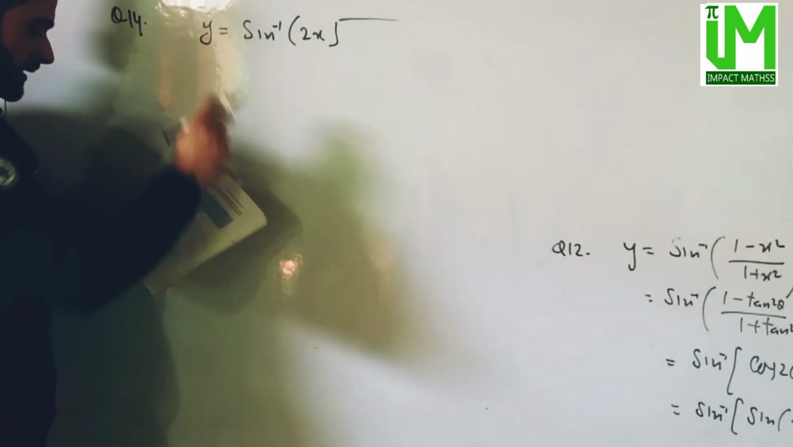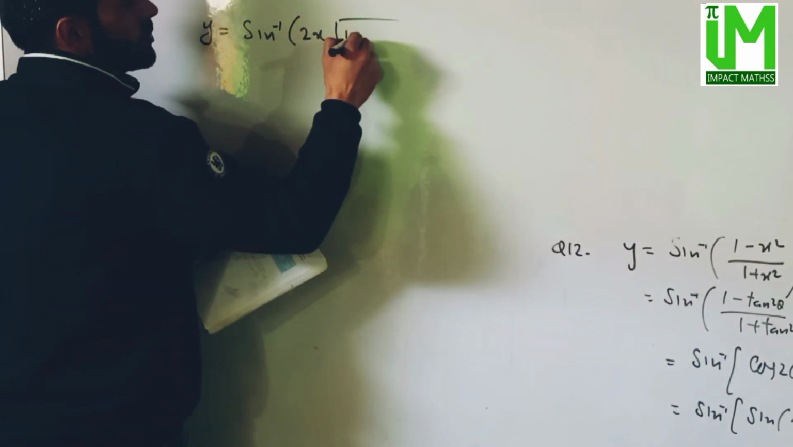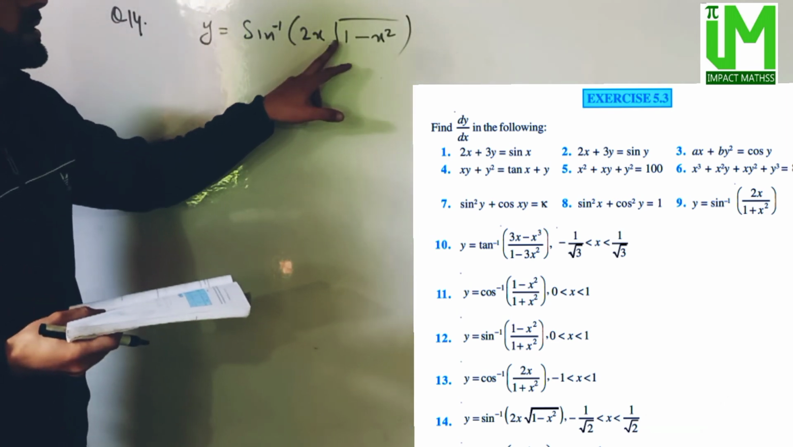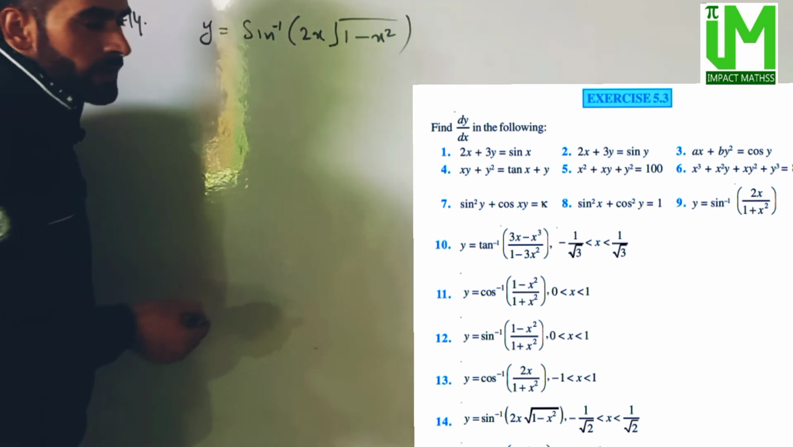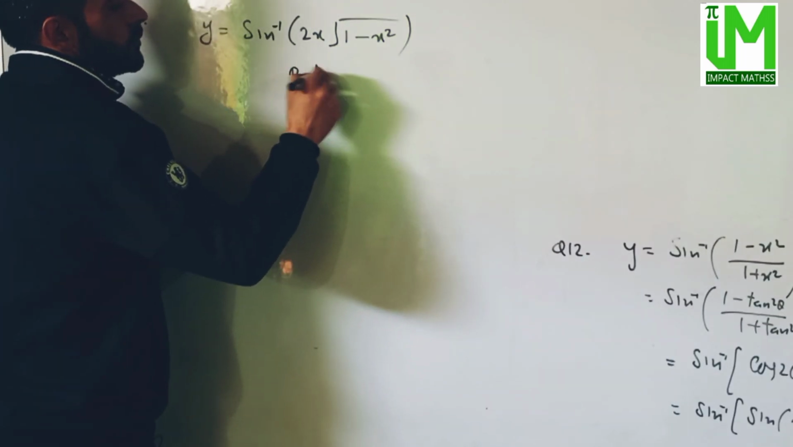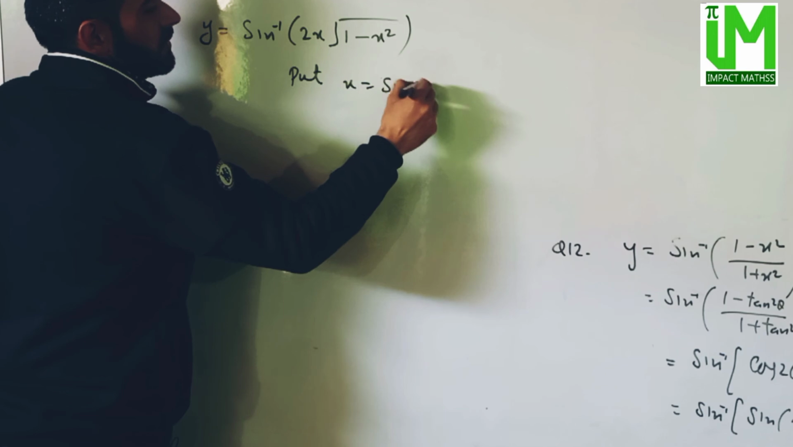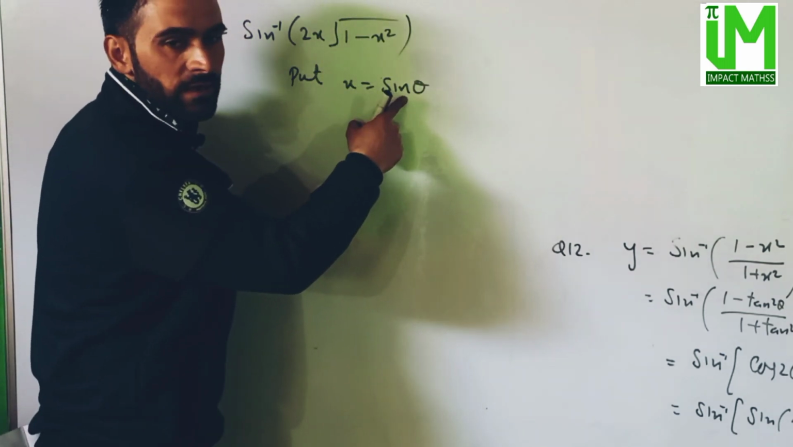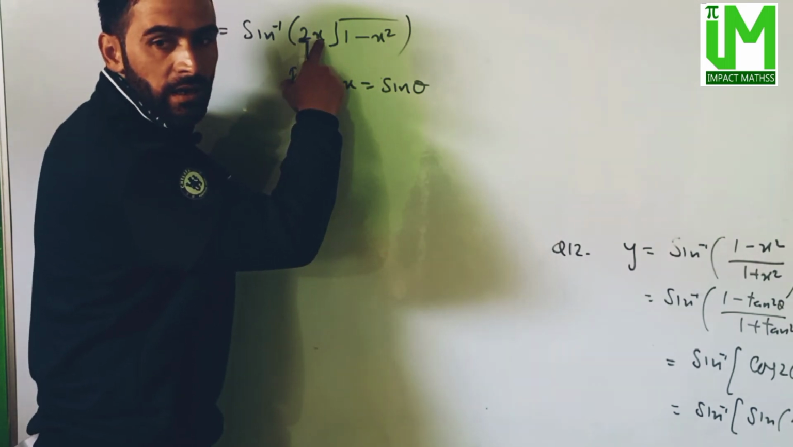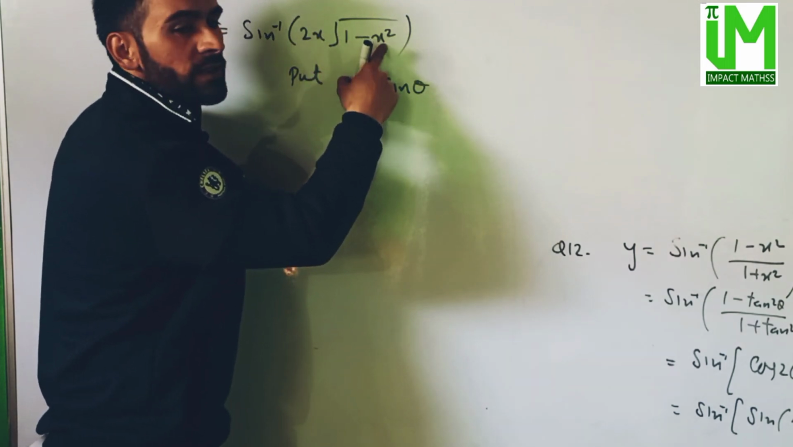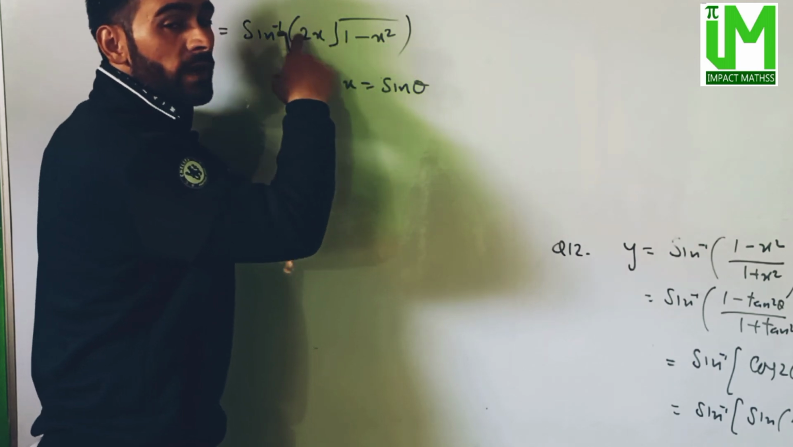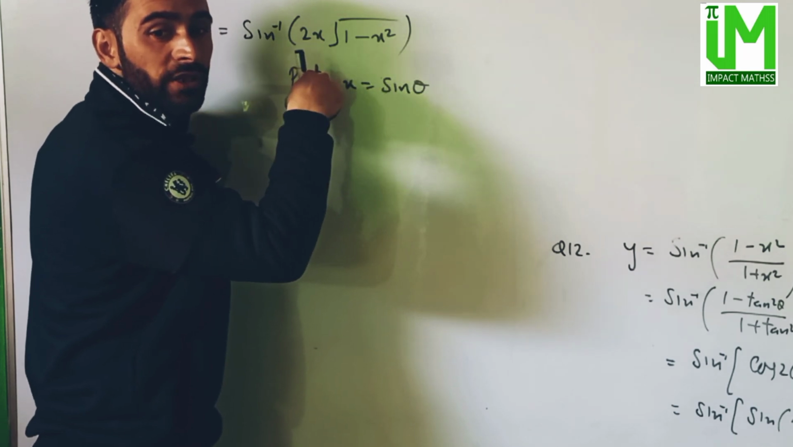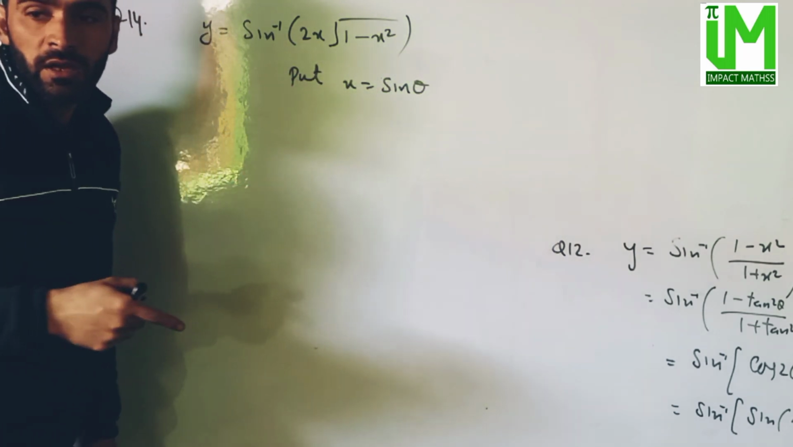Question number 14: y is equal to sin inverse of 2x into under root of 1 minus x square. Again we will simplify this. We put x is equal to sin theta. Then we have 2 sin theta into under root of 1 minus sin square theta. What will that be? Cos theta. So this is twice sin theta cos theta, and twice sin theta cos theta is equal to sin 2 theta.